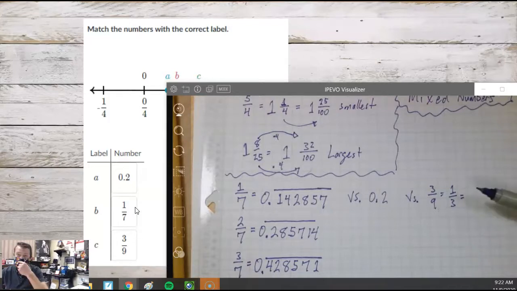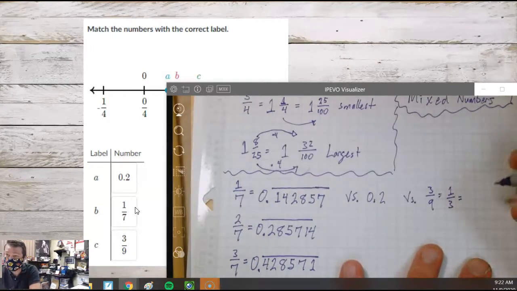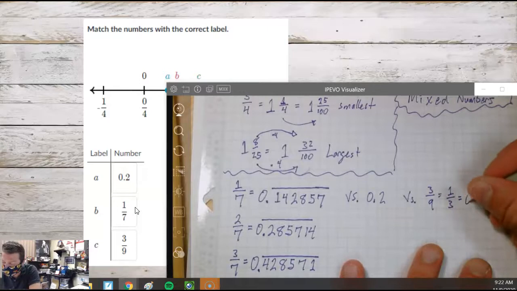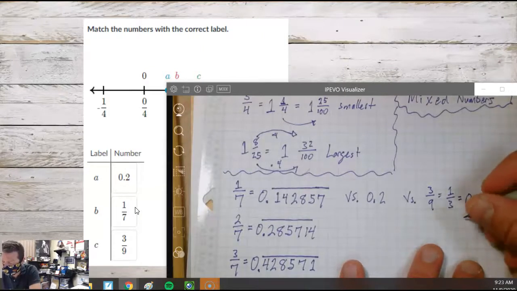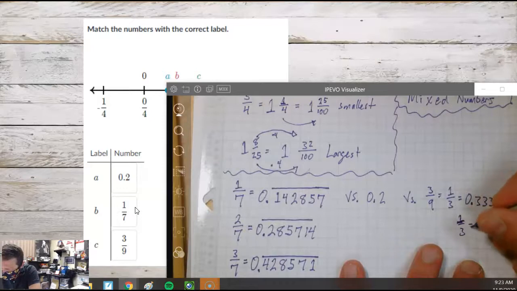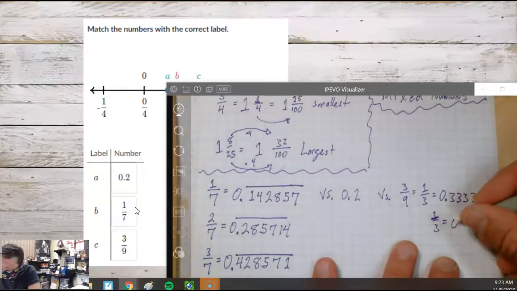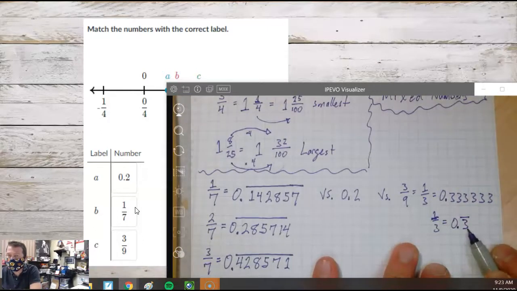A lot of people will round and tell you, oh, a third is about 30%. That's wrong. A third is about 33%, but that's still wrong. It's 0.3 repeating forever. So we could just write 0.3 repeating. All we need is 1/3.